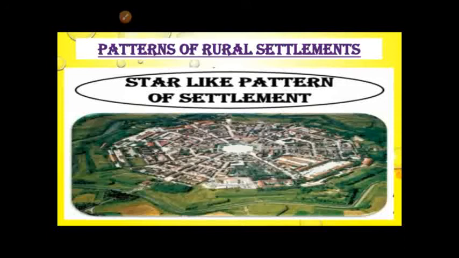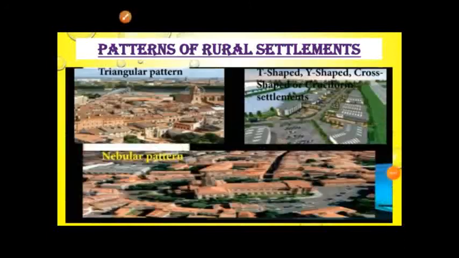Star-like pattern or star-like settlement. Where several metalled or unmetalled roads converge, star-shaped settlements develop. In star-shaped settlements, houses are spread out along the sides of roads in all directions. Triangular pattern. Triangular patterns of rural settlement generally develop at the meeting of rivers.